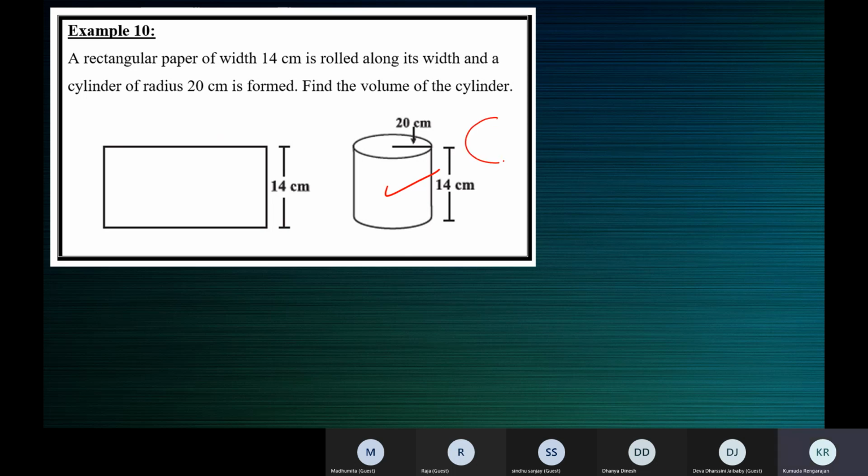You have many circles of radius 20 centimeters. You stack them, placing the circles one over the other, till the height of the stack becomes 14 centimeters. So the solid obtained by stacking circles like this is a cylinder. So we say that the uniform cross section of a cylinder is a circle, while that of a cuboid is a rectangle.